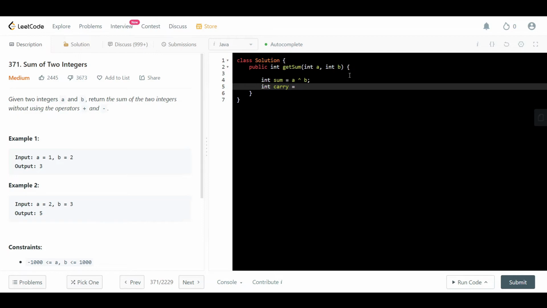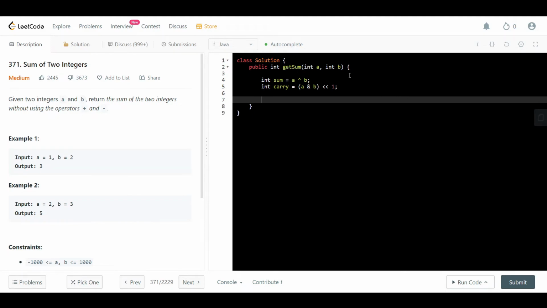Then we need to left shift 1 position to the left, so to make the carry ready to use, right? So we'll be using A, let's AND it with B, and finally left shift 1 position to the left. So now we have the sum, and now we have the carry. Now we said we need to add the sum to the carry to have the result.